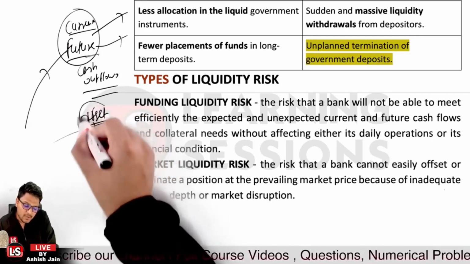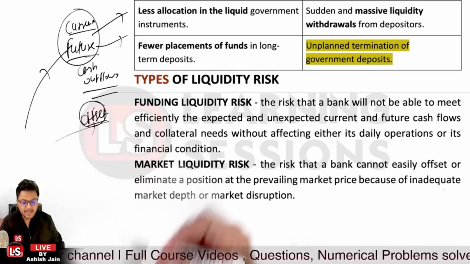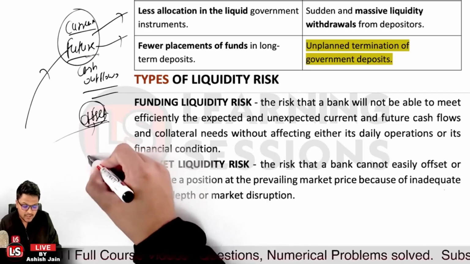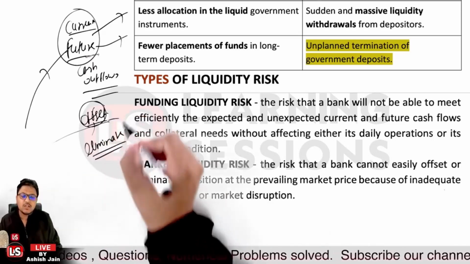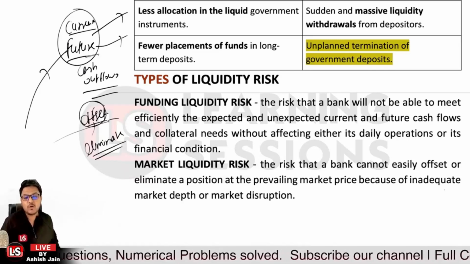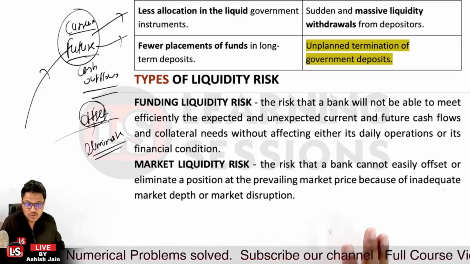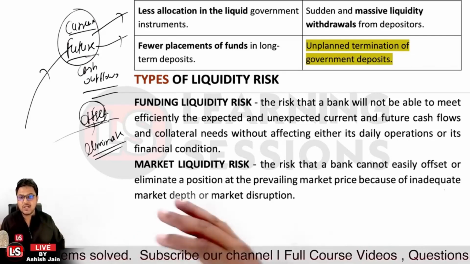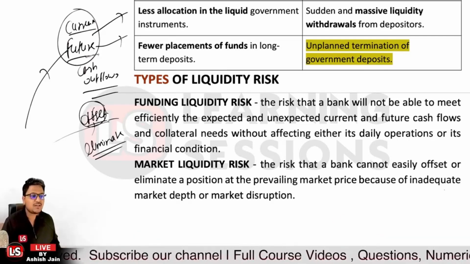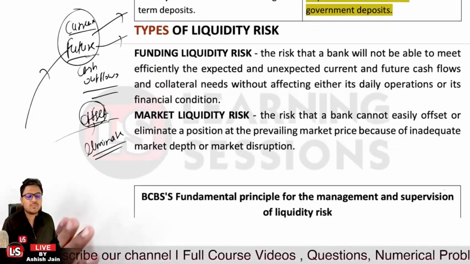You're not particularly able to offset that position in the market. You're not able to eliminate that position. You're not able to scare off that position in the market. So that's the case related to what? That's the case related to market liquidity risk. It could be due to market disruptions, or due to lesser liquidity in the market. Okay, so these are the types of liquidity risk.